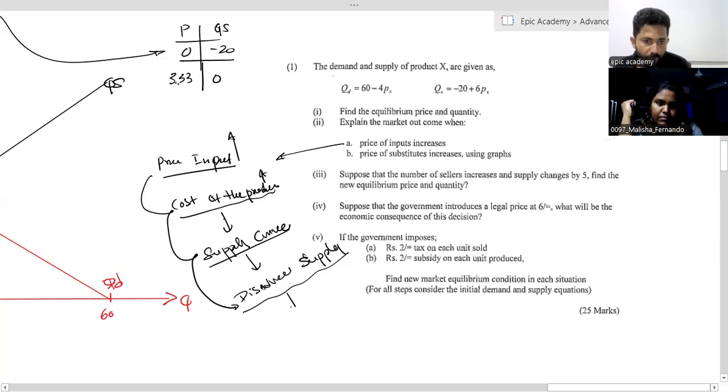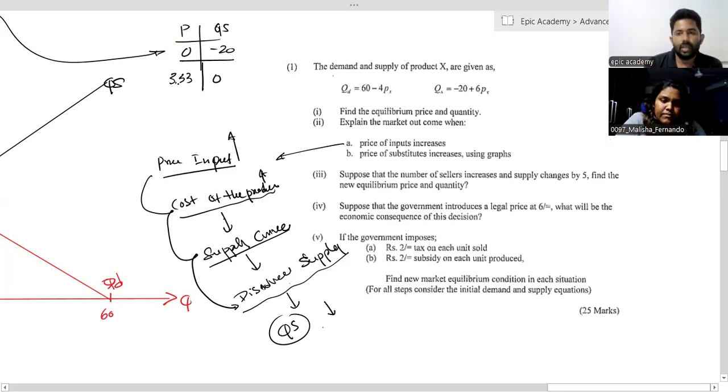So then what will happen to the supplier? No doubt about that one. Supplier discouraged. The opposite side of the encouragement. It's going to be discouraged. So then what happened to the quantity of the supply, QS? Definitely it must be reduced.